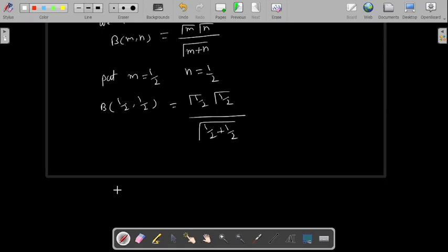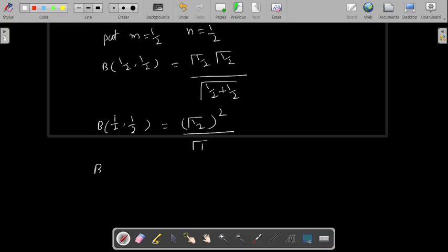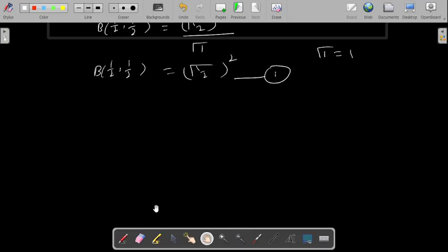So now beta of 1/2 comma 1/2 equal to gamma 1/2 whole square by gamma of 1/2 plus 1/2, that is gamma 1. So now beta of 1/2 comma 1/2 equal to gamma 1/2 whole square. Why? Because gamma 1 equal to 1. Assume this as 1. Second, we know the trigonometric form of beta function.